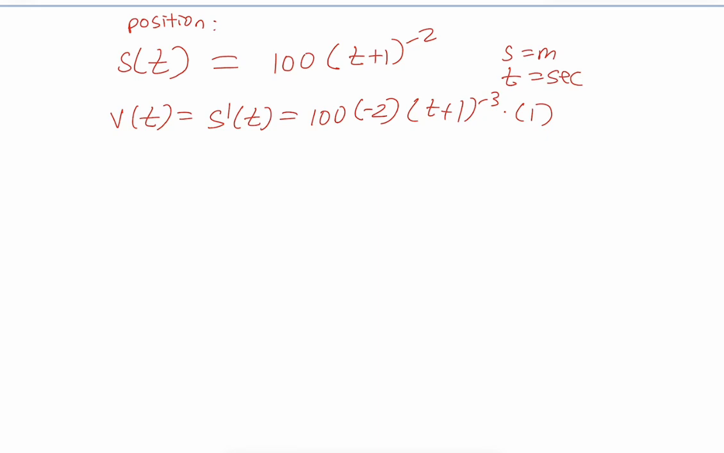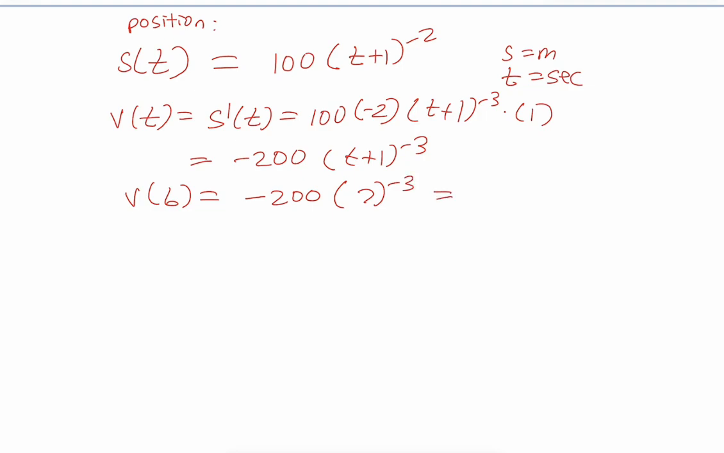Now, it also says to find the velocity at time 6. So let's make this look a little nicer. 100 times negative 2 is negative 200. And then we have (t plus 1) to the negative 3. So what is the velocity at time 6? Let's go ahead and plug that in. That would be negative 200 times 6 plus 1, which is 7, to the negative 3rd.